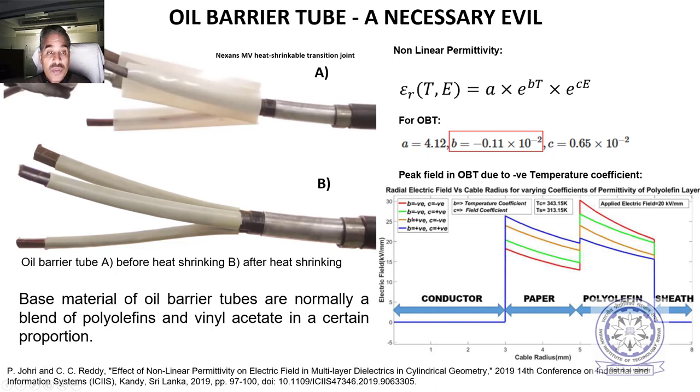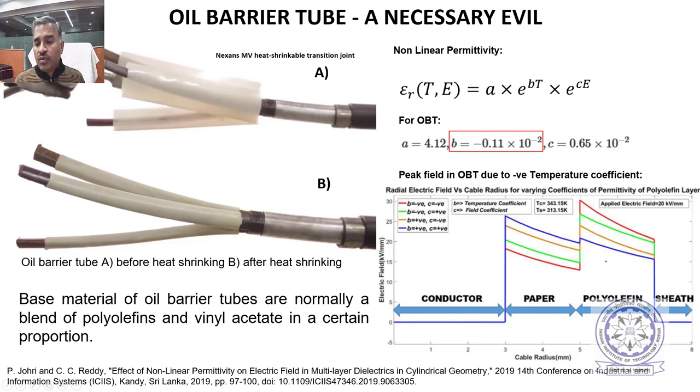So, here the coefficient of temperature is negative. This means that it has negative temperature dependence. So this is very bad actually. So this results in electric field enhancement. This is oil barrier tube actually, polyolefin oil barrier tube. So this is paper insulation. This is the conductor of the paper insulated cable, the outer sheath.